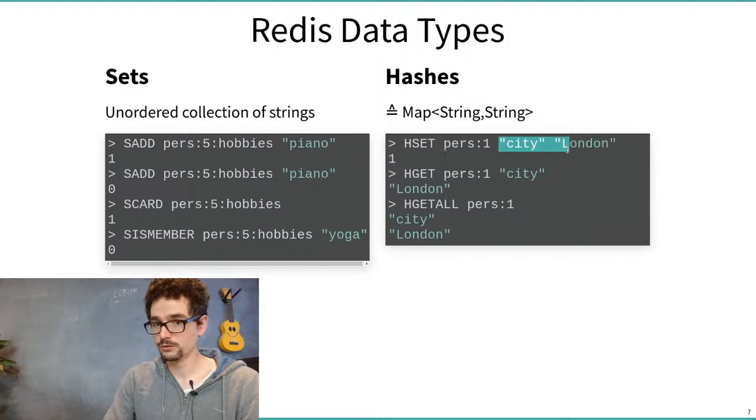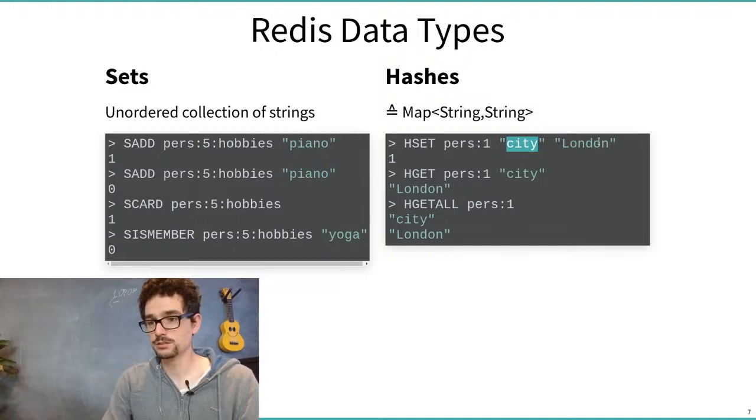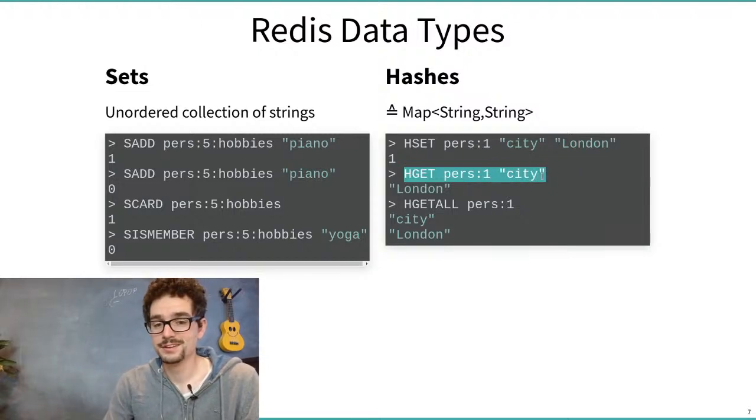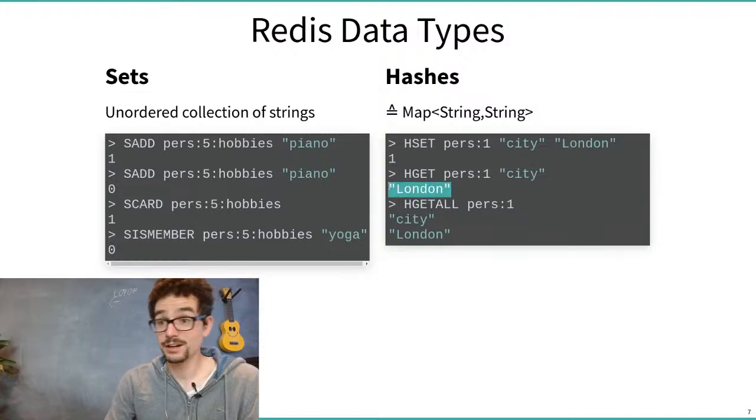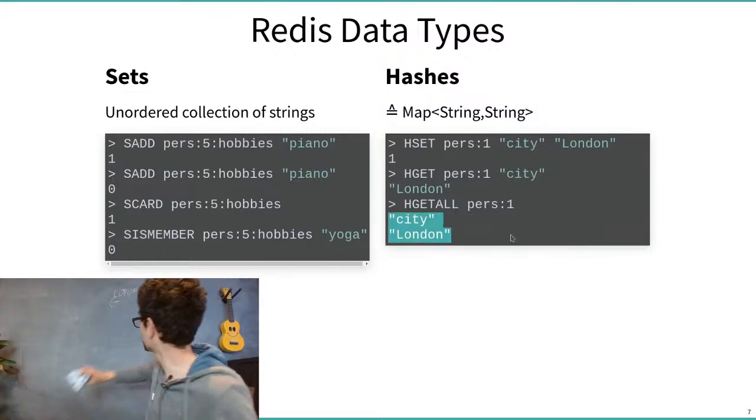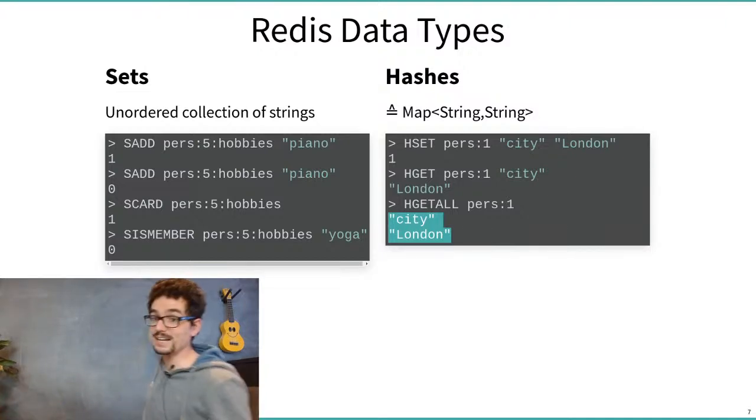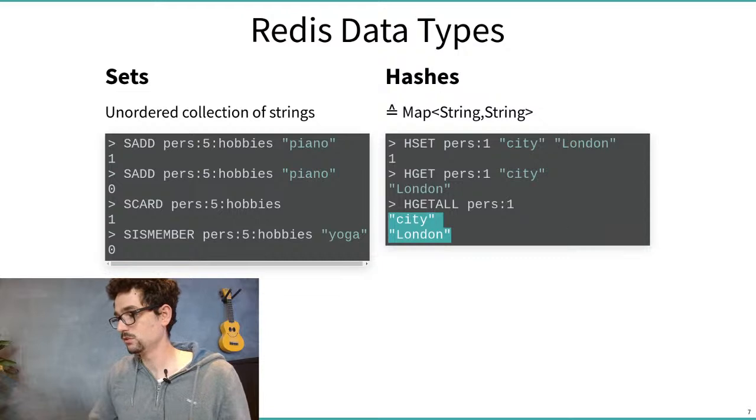Person 1 lives in the city London. Person 1, and then another column, is born in 1979 or something. And when you say hget, and then for the key a specific, I call it column, then you get the value in that column, in that row, and hgetAll gives you all columns with their values. Of course, they are not called columns. These are, again, key value pairs.